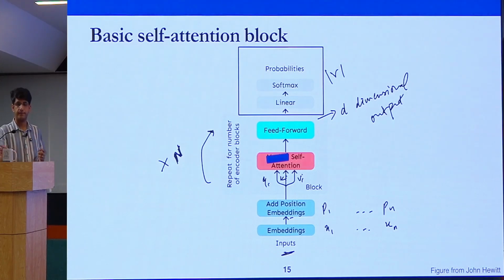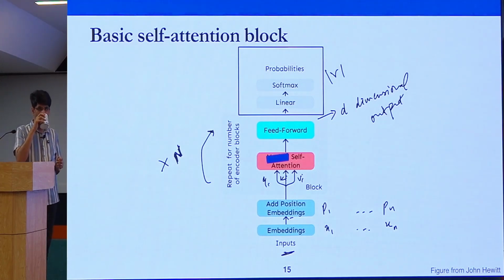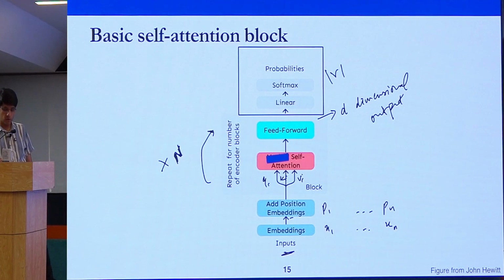Question, yes? Given that the positional embeddings are learnable, can we say that the magnitude of these positional embeddings gives us a sense of how ordered the language is? So the question is, can the magnitude of positional embeddings give me a sense of how ordered the language is?